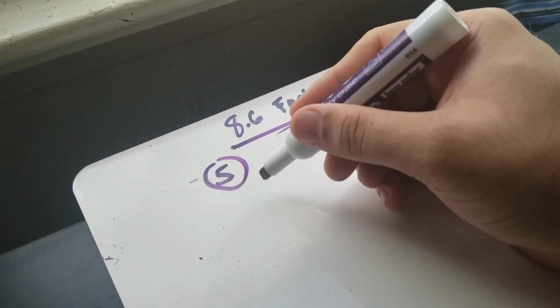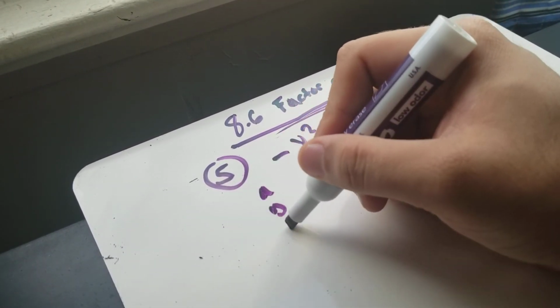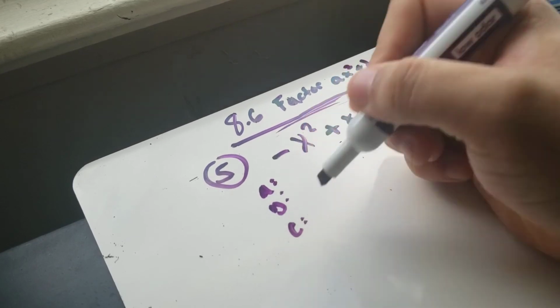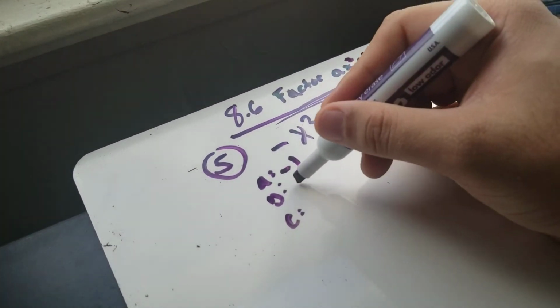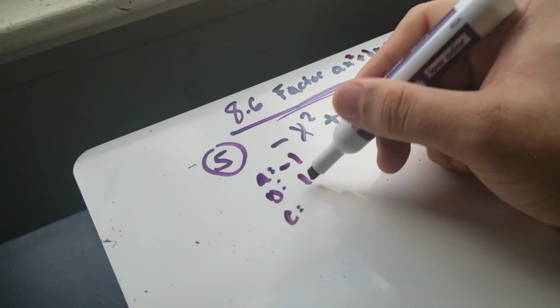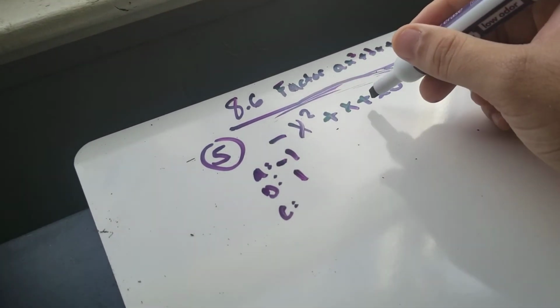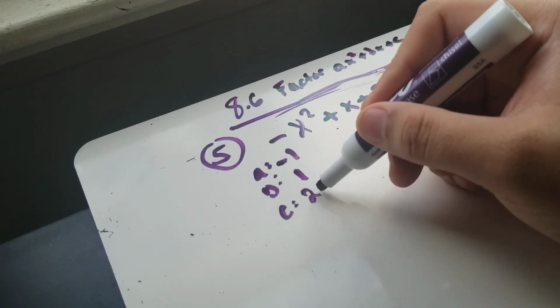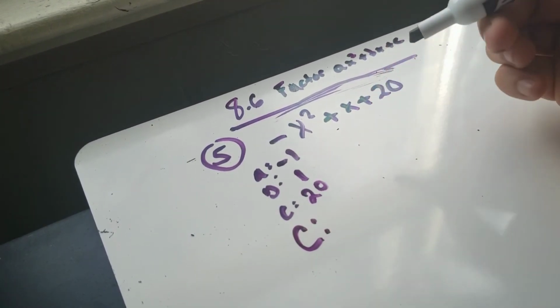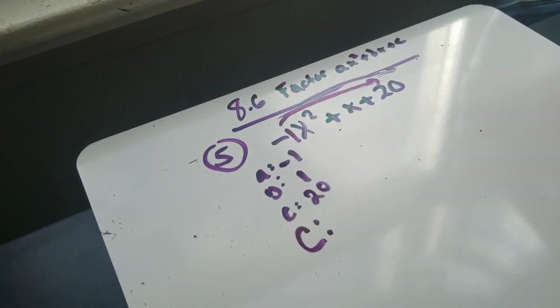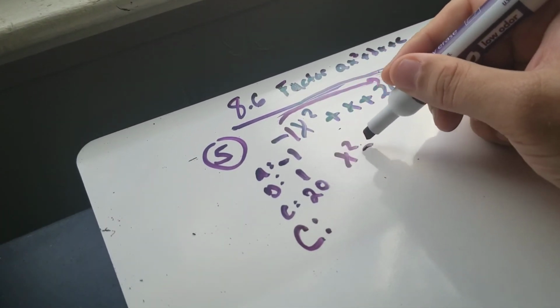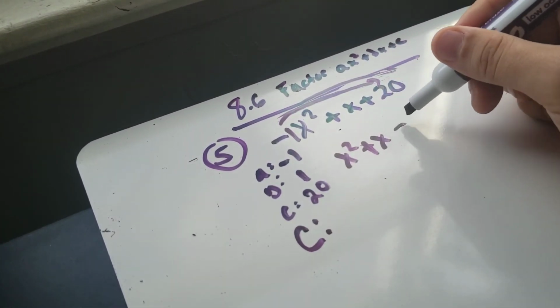So let's identify A, B, and C. A, if you don't see a number, is negative 1. B, I don't see a number, so that's positive 1. And lowercase c is going to be a positive 20. My capital C is when I take negative 1 and multiply it to the other number. So x squared plus x minus 20.